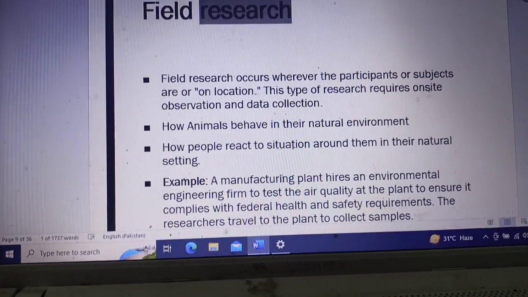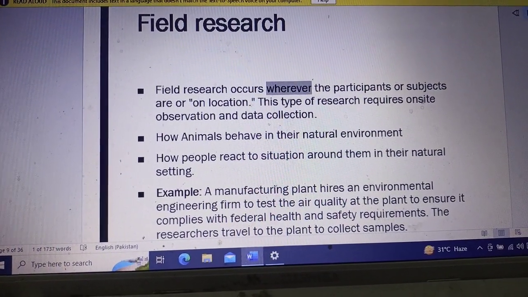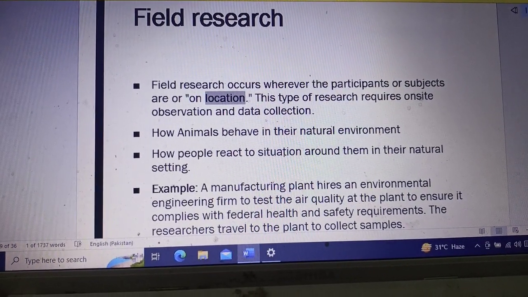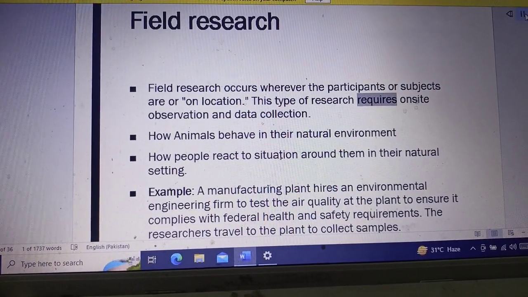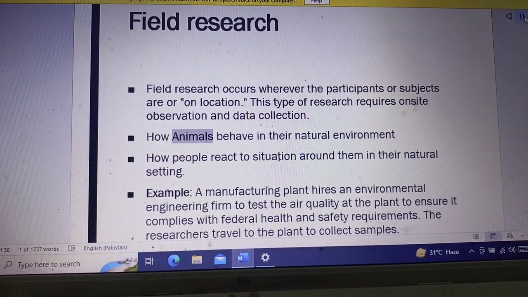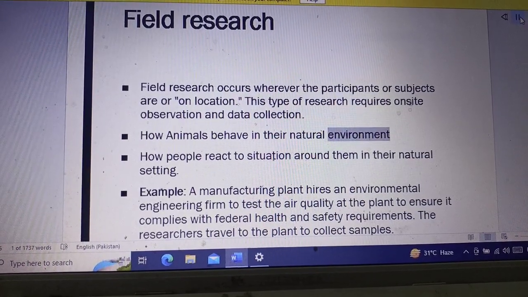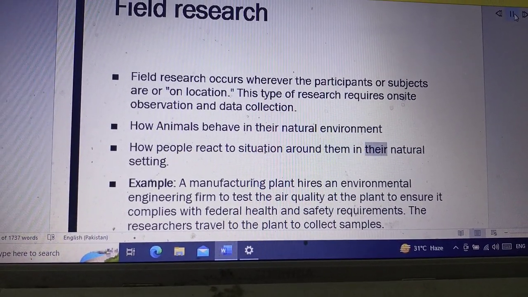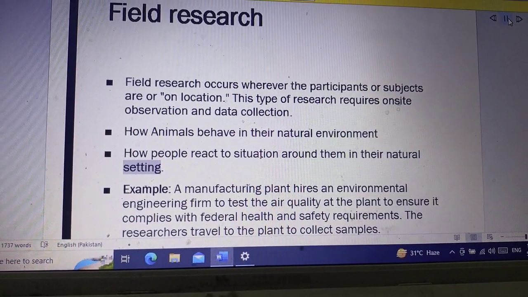Field research. Field research occurs wherever the participants or subjects are, or on location. This type of research requires on-site observation and data collection. How animals behave in their natural environment. How people react to situations around them in their natural setting.